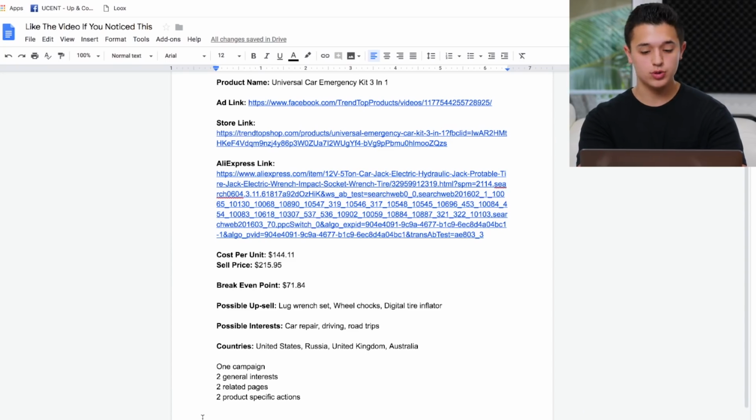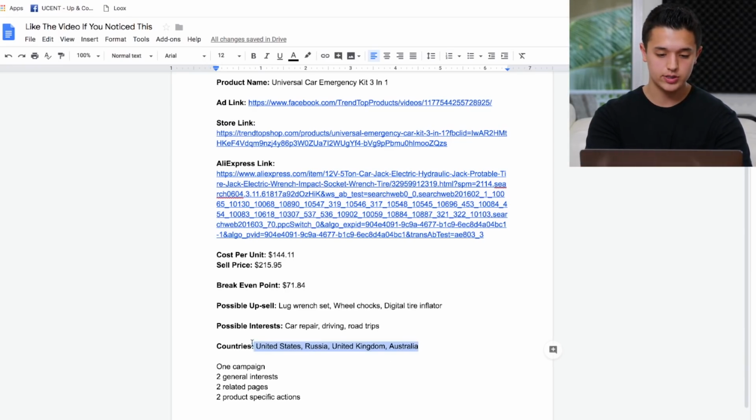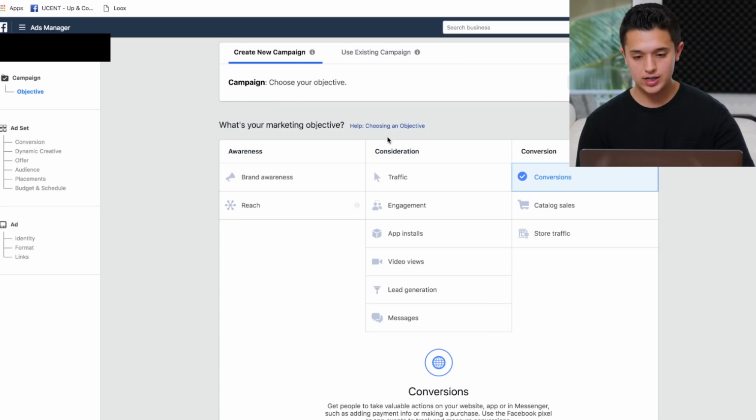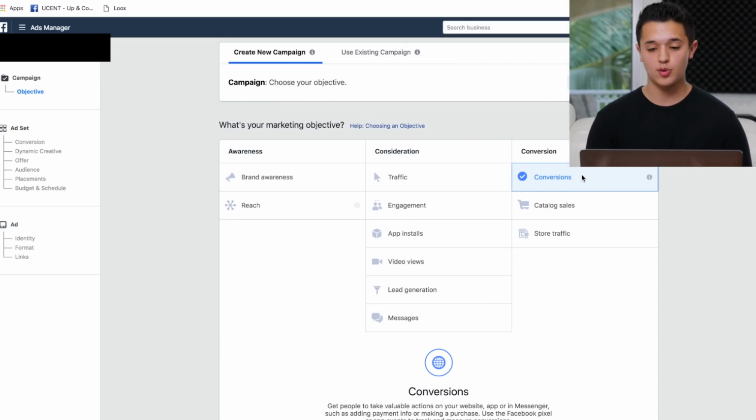And then what we're also gonna have to do is target those countries that we listed here: United States, Russia, United Kingdom, and Australia. So now to show you how to actually set up the testing campaign, this is pretty simple. Go to your ads manager, go to conversions. And now another thing a lot of people argue about is, should I do page post engagement or conversions? What should I do? I just suggest conversions.